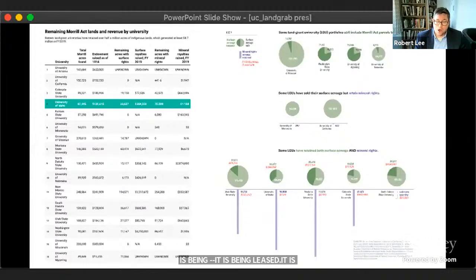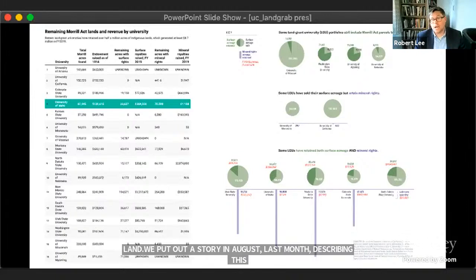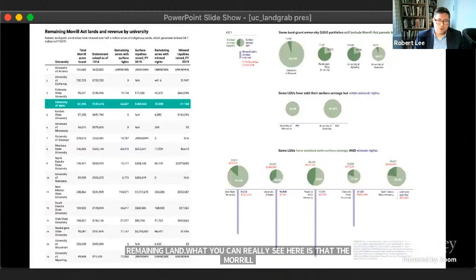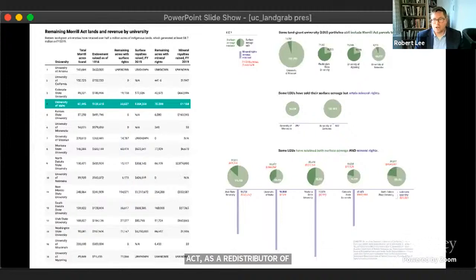There are mineral rights associated with this land. We put out a story in August, so last month, describing this data on these 16 universities that collectively in fiscal year 2019 brought in $8.7 million in income from this remaining land. What you can really see here is that the Morrill Act, as a redistributor of indigenous wealth, isn't just a historical artifact. It's living in the settler colonial present, both in terms of actual land that's held by the universities and the continuation of holding of the endowments, the original endowments that were generated by these sales.